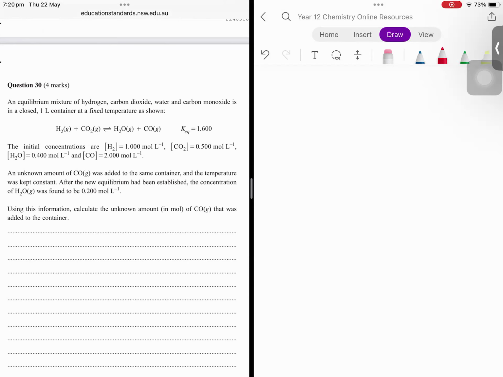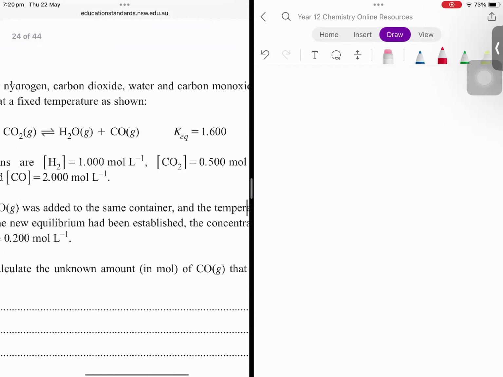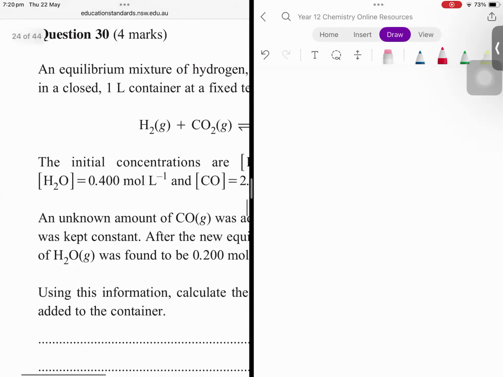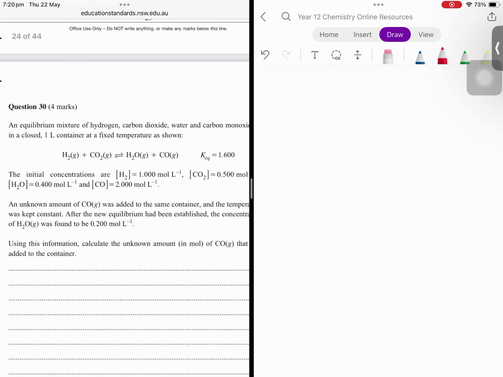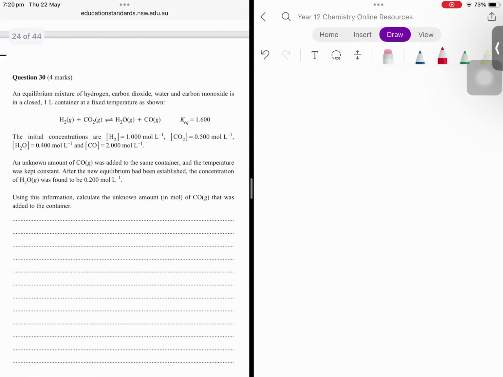I'm definitely not subbing it in to get K because I've already got K. These are initial concentrations. So guys, when I do sub it in, I don't get a letter K. What letter do I get instead? Q, exactly. These are initial concentrations. Just an idea. Let's keep on reading.